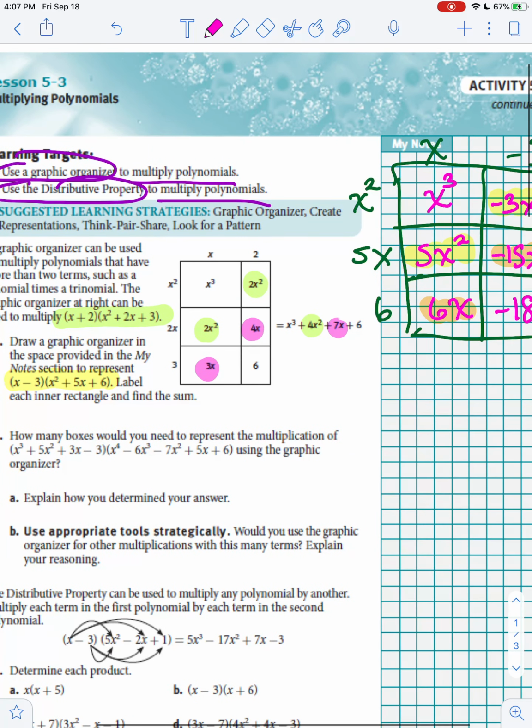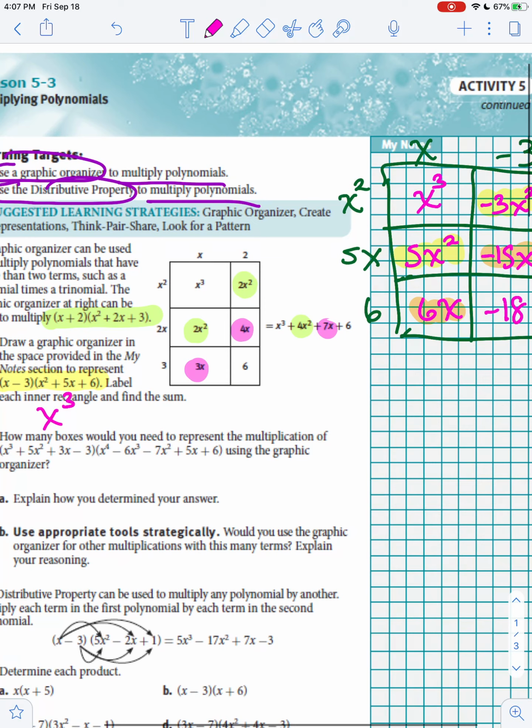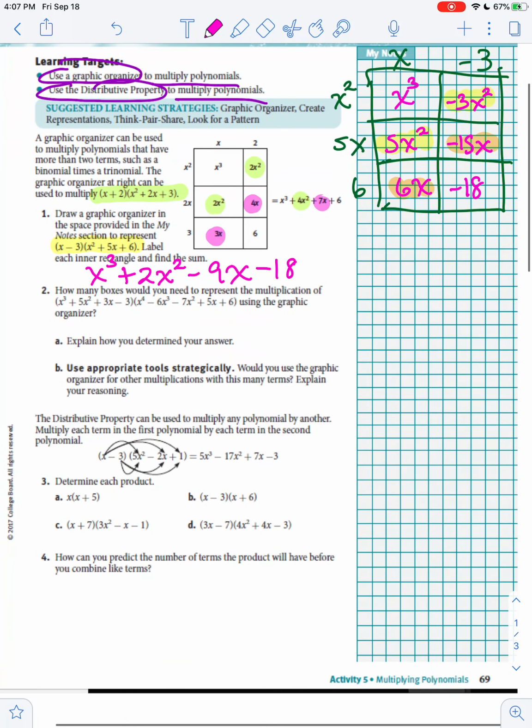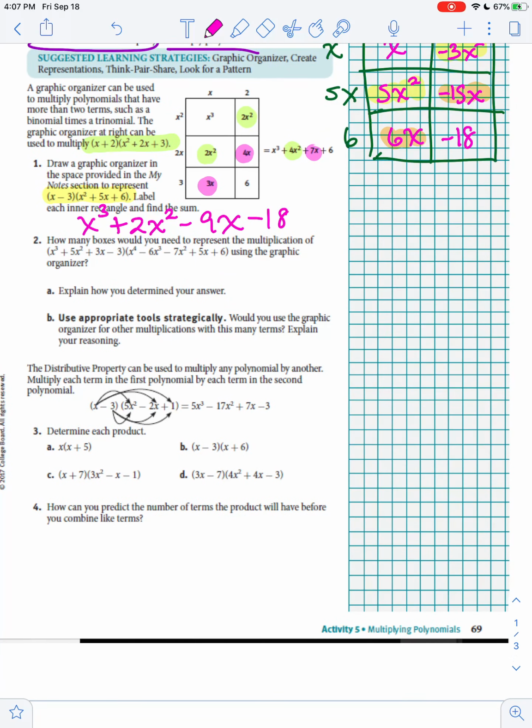Okay, so for question number 1, looks like we got our answer. I can see I have an x to the third, and then I have 5x squared minus 3x squared, so that's going to be 2x squared. I have negative 15x plus 6x is negative 9x, and then I have that negative 18. So we were able to do a binomial times a trinomial, and it's pretty organized in the box. So that's one way to do it.